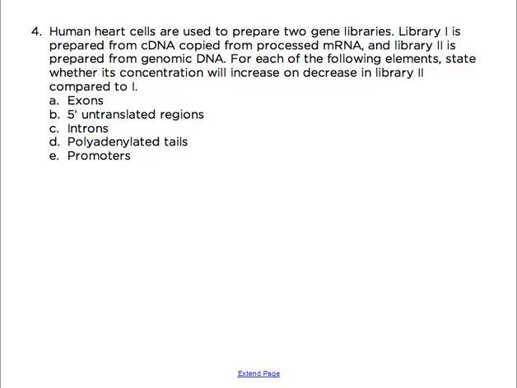Problem 4. Human heart cells are used to prepare 2 gene libraries. Library 1 is prepared from cDNA copied from processed mRNA, and Library 2 is prepared from genomic DNA. For each of the following elements, state whether its concentration will increase or decrease in Library 2 compared to Library 1. So let's write down what our libraries are. So again, Library 1 is the cDNA library made from mRNA from heart cells. And Library 2 is just made from genomic DNA.